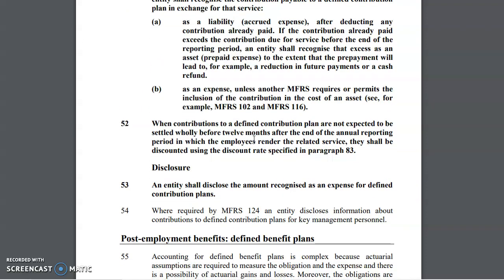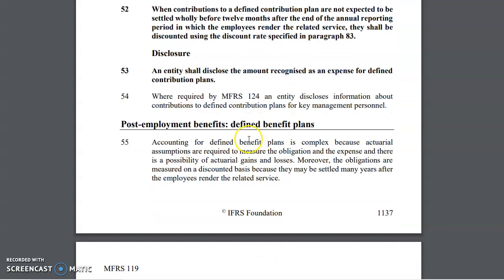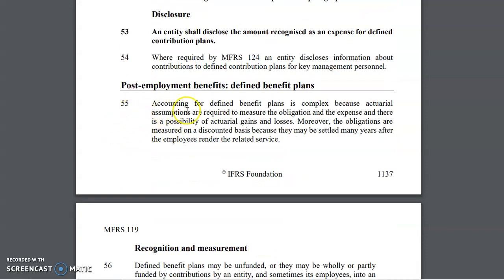Okay, this is not like DBP. As you can see in paragraph 5, accounting for DBP is complex or complicated because actuarial assumptions are required to measure the obligation and the expense, and there is a possibility of actuarial gains and losses. Moreover, the obligations are measured on a discounted basis.